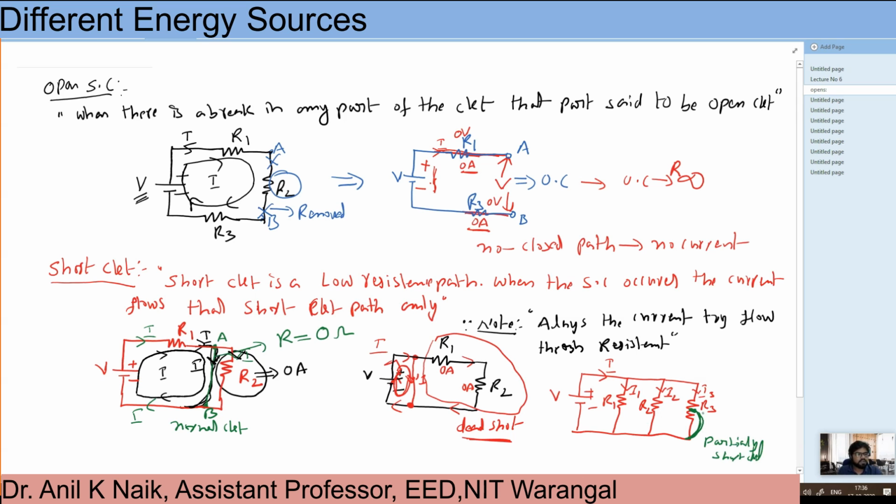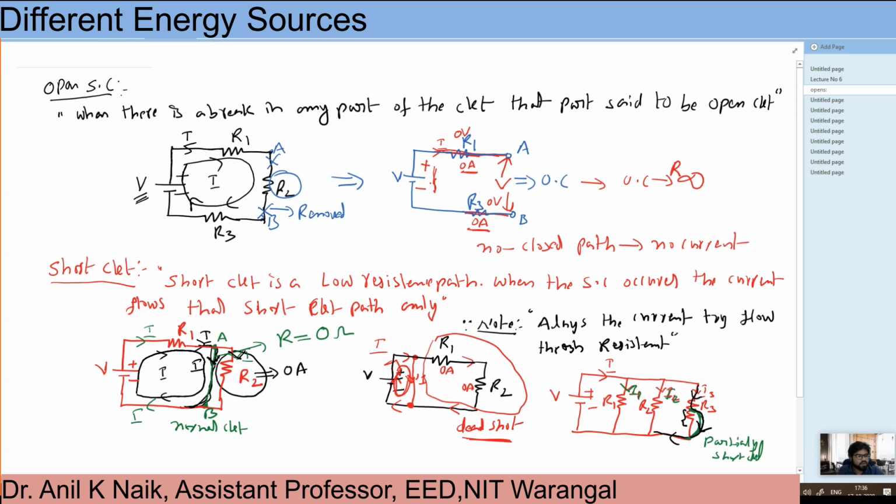But what is the direction of my current now? Here there is no change. The same current I1 is flowing, no problem, and I2 is flowing, no problem. My current I3 direction, previously, was flowing through the whole resistance value. Now my current direction is coming like this, coming like this, going like this. So this is my current direction now.